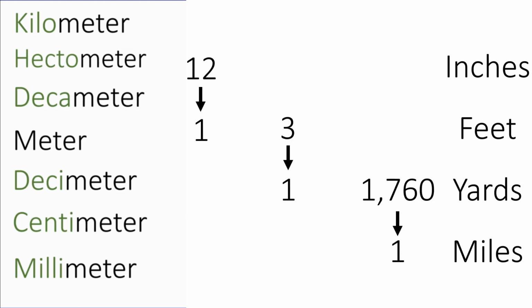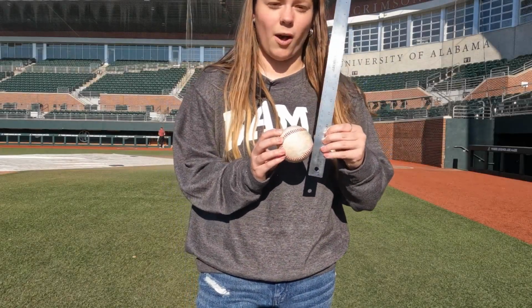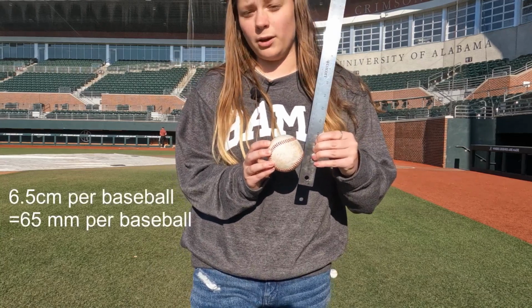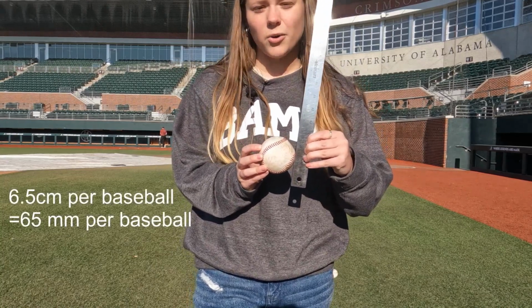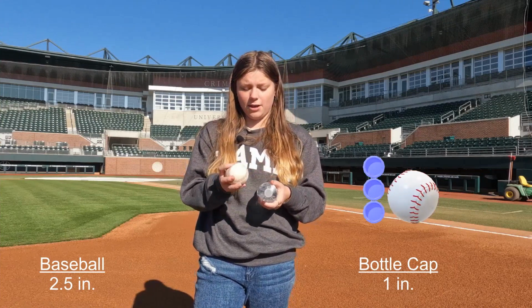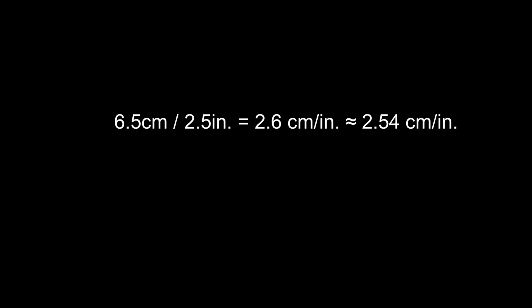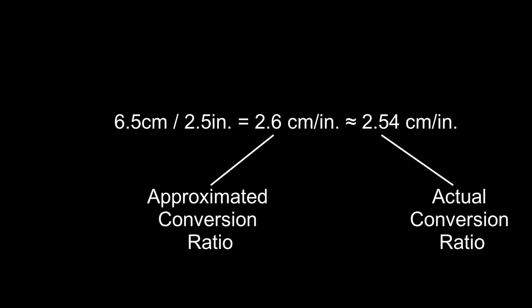Now we're going to take a look at some of the objects we measured in our videos. First, we had our baseball. This was 6.5 centimeters or 65 millimeters long in diameter. It was also 2.5 inches in diameter. If we take both of these measurements and divide them by each other, we can get a good approximate of the conversion ratio between inches and centimeters.